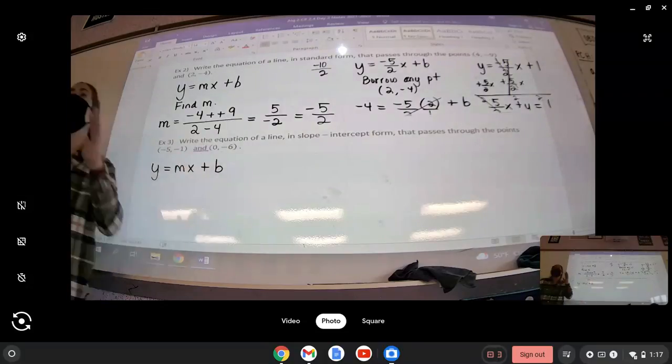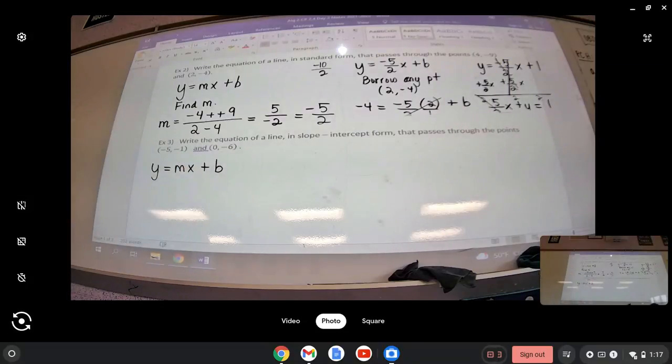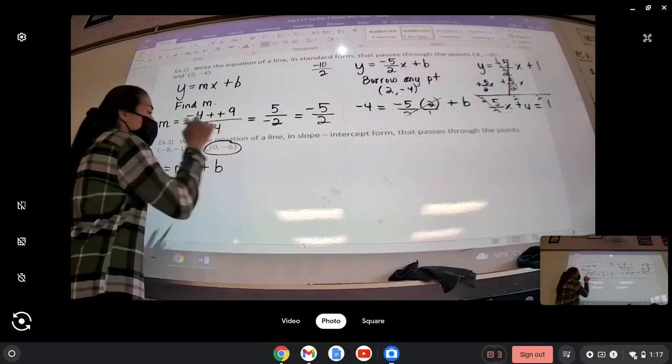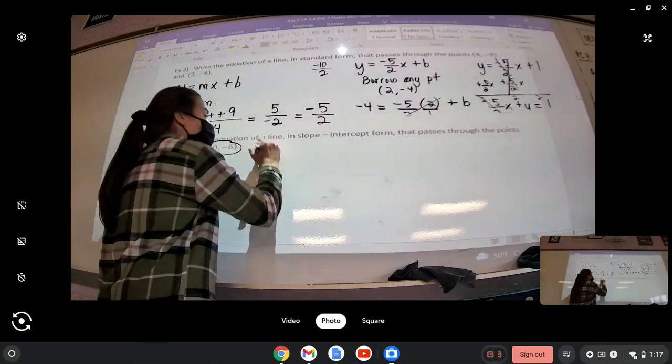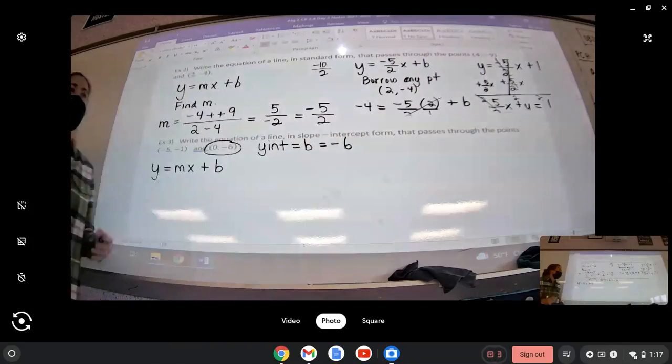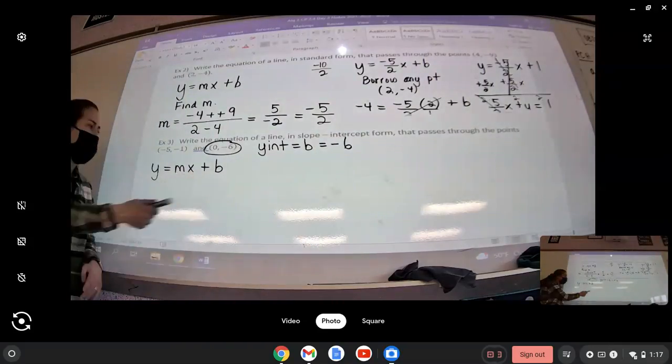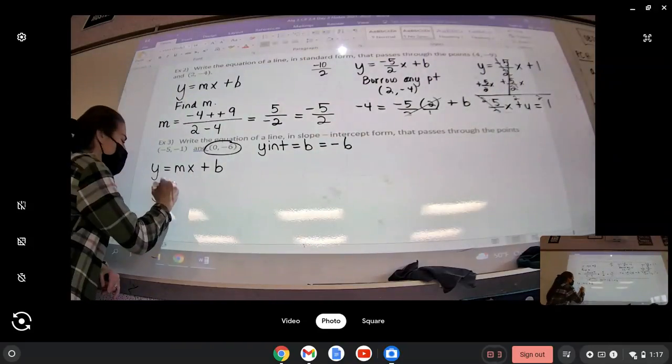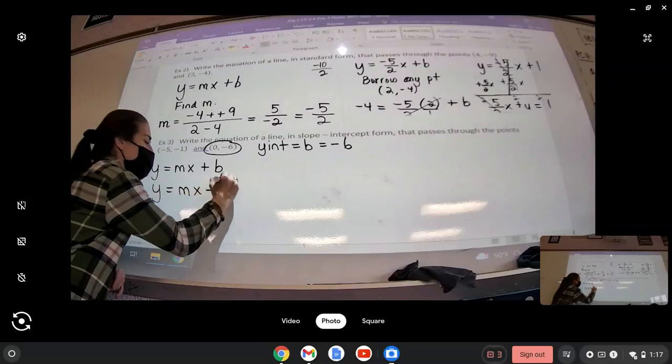Don't miss that. If they are going to gift you a B value that you're not going to have to plug in and solve for, that is great news. So don't miss it. If the x-coordinate is 0, then that is your y-intercept. So your y-intercept, your B, is definitely -6. So guys, this is our go-to formula. Plug it in right now for B. So now we look like this.